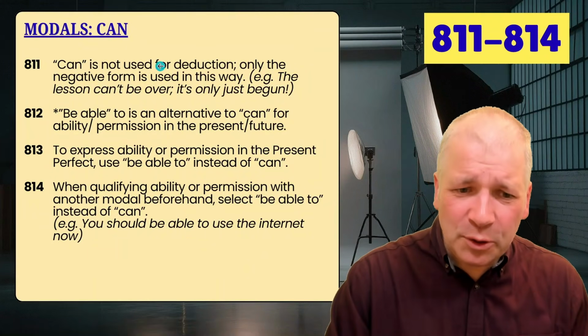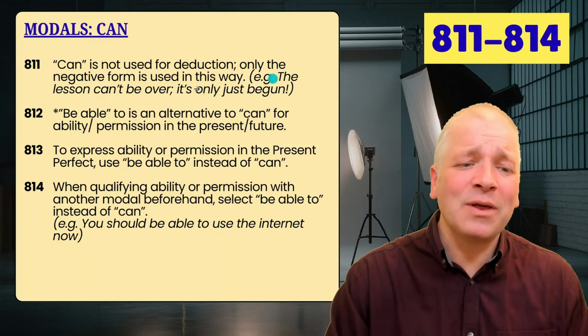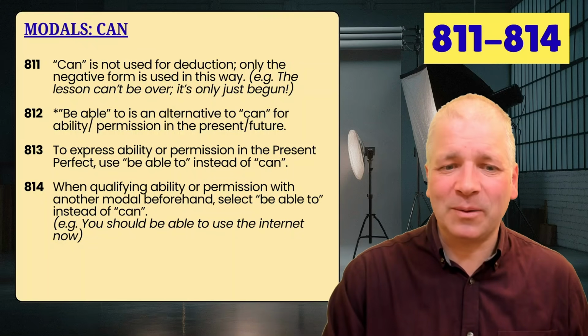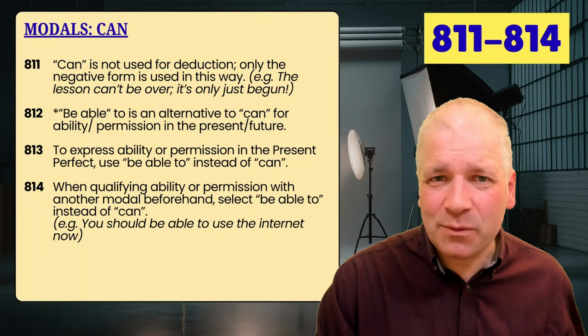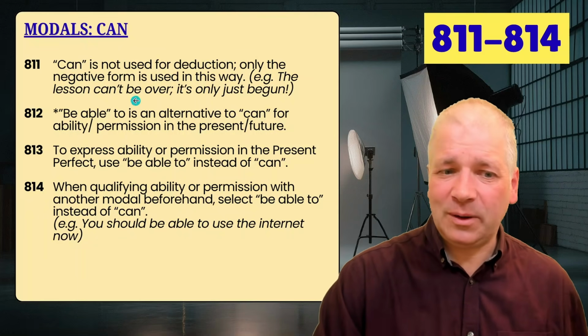Can is not used for deduction, only the negative form is used in this way. So this lesson can't be over. That's negative deduction of certainty. But if I say the lesson can be over, it's got a completely different meaning. It doesn't have anything to do with deduction of certainty.